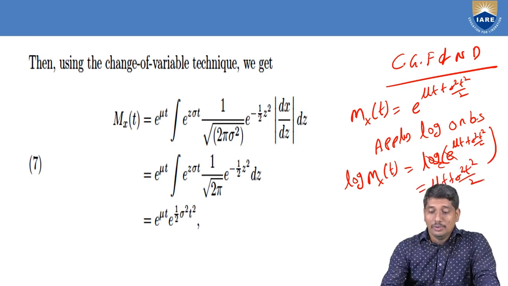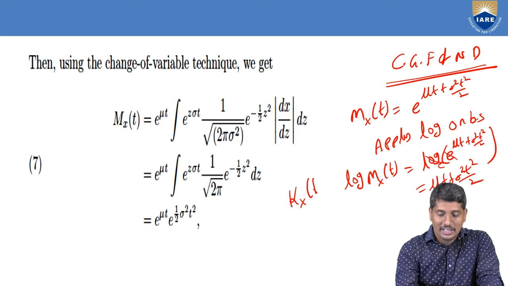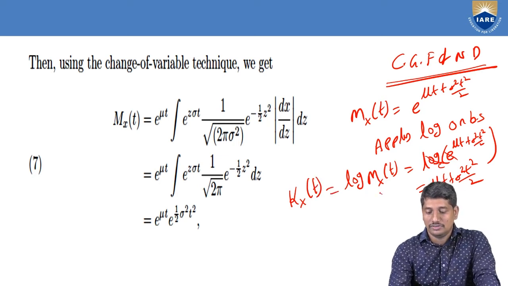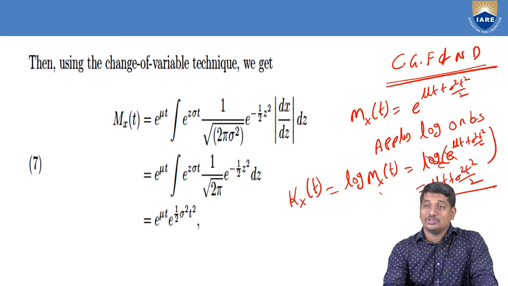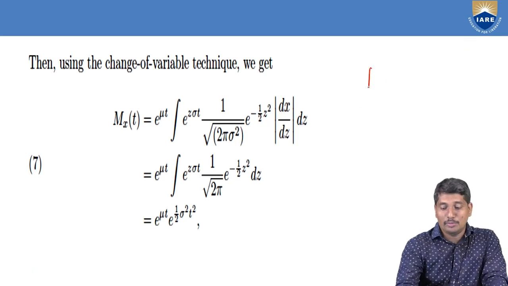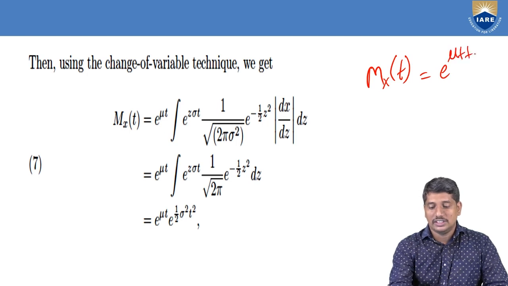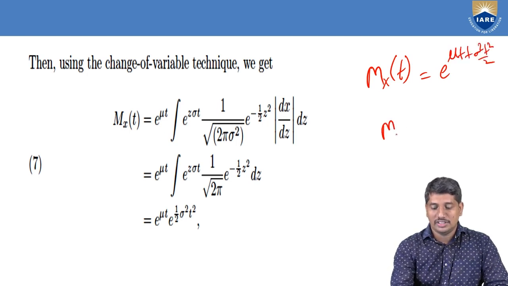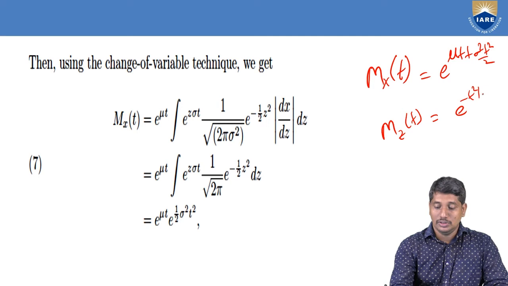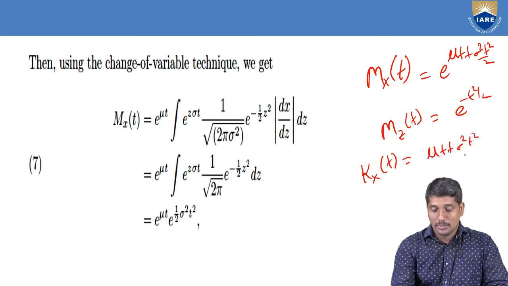So the cumulant generating function of the normal distribution is denoted by K_X(t), which is the logarithm of the moment generating function, that is given by mu t plus sigma square t square by 2. By summarizing this, we understand that the moment generating function of a normal distribution is e power mu t plus sigma square t square by 2, the moment generating function of the standard normal distribution is e power t square by 2, and the cumulant generating function of the normal distribution is mu t plus sigma square t square by 2.